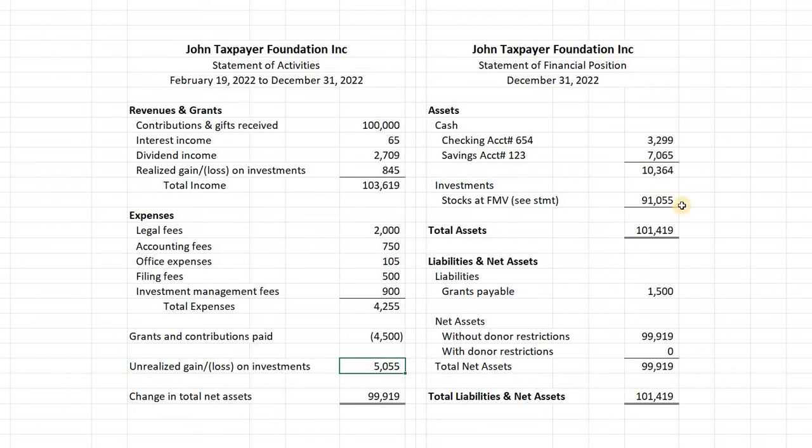So the stocks on the balance sheet are reported at fair market value. So meaning whatever the cost basis is, up or down, whether they appreciated or depreciated, you'll have an unrealized gain or loss on our investment. And so our total change in assets here is $99,919. And so we can see this has been contributed without donor restriction.